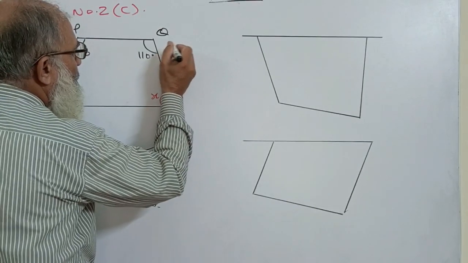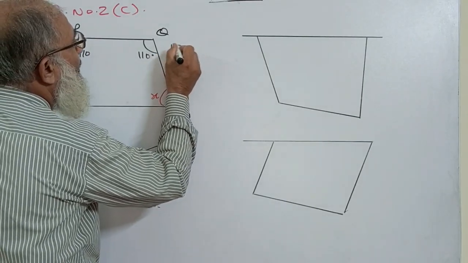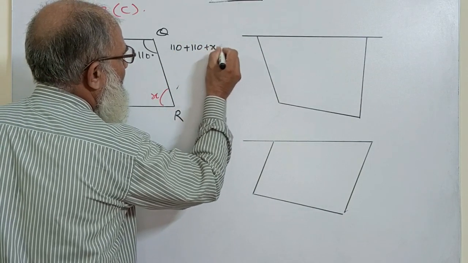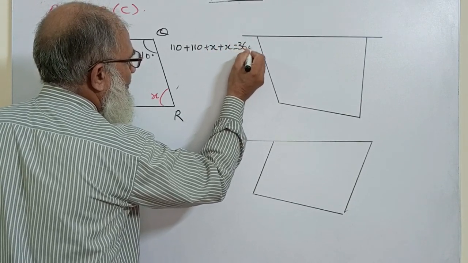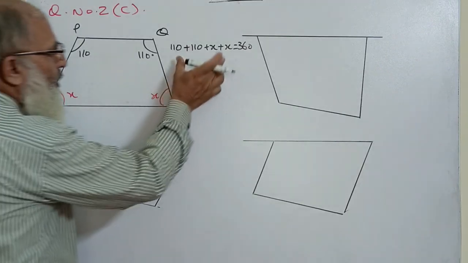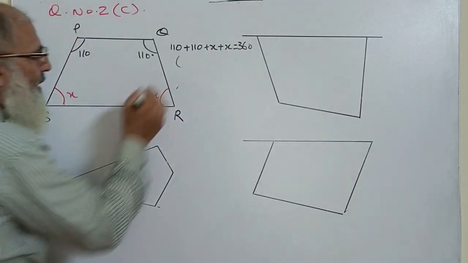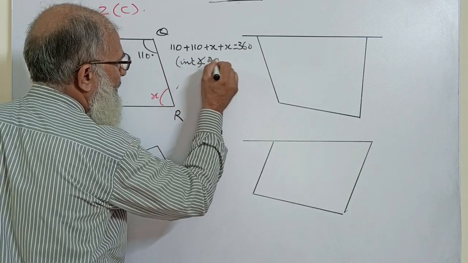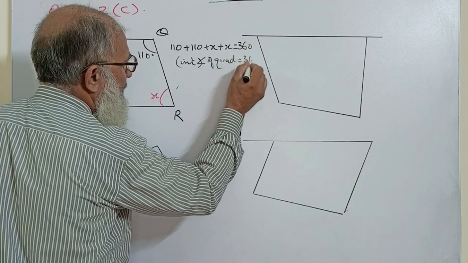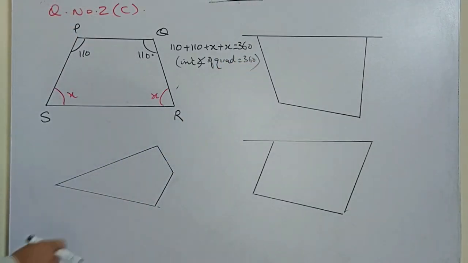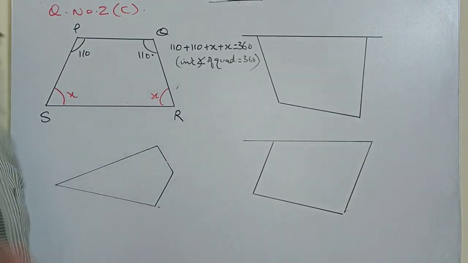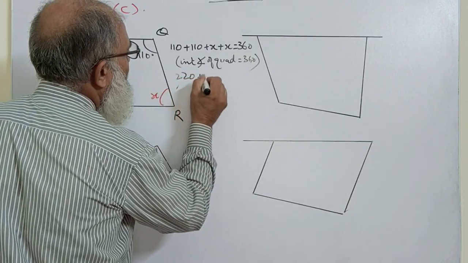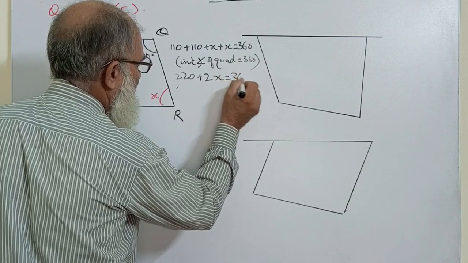Let me now do it for you. 110 plus 110 plus this x plus this x is equal to 360 degree. The reason behind this is that the interior angles of a quadrilateral add up to 360 degree. You know that we have to write the reason whenever we solve a question. So it will become 220 plus 2x is equal to 360.